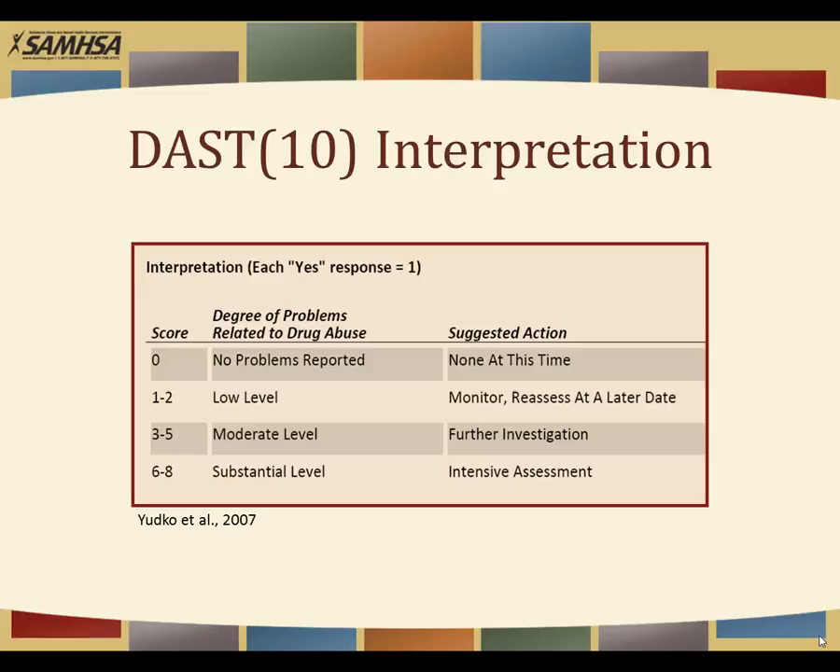The interpretation is that if the score is 0, there are no problems reported and nothing needs to be done. Each yes response is 1 point. If they score 1 to 2 points, it's a low level and you just monitor. 3 to 5 is a moderate level and you need to investigate further. And 6 to 8 is a substantial level and needs intensive assessment.